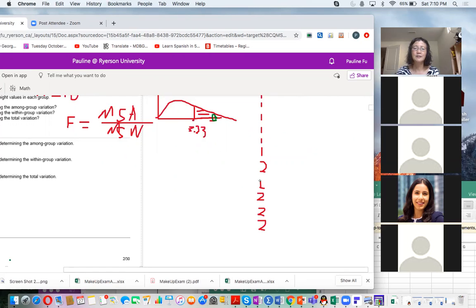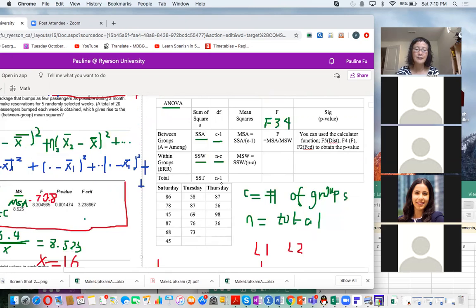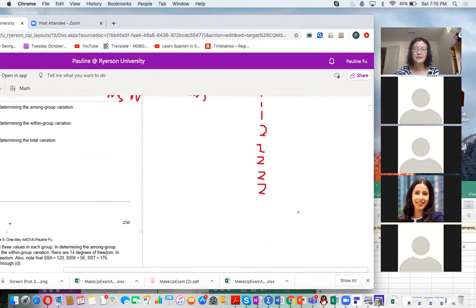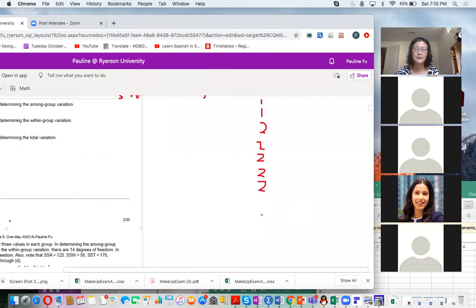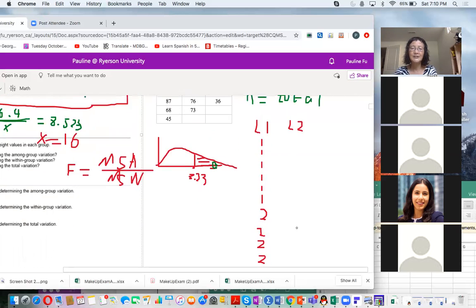Okay, so I have 5, 2. And then you count how many from group 3. Here, just 4 students. So for group 3, you type in 3, 3, 3. And this is your list 1 on the calculator. You type in list 1 here. This is your list 1.